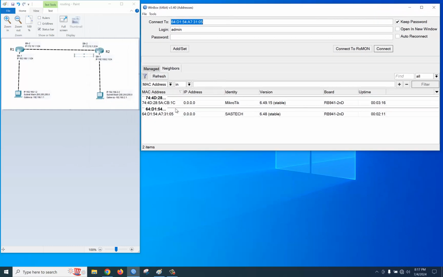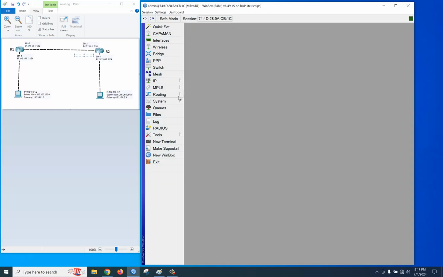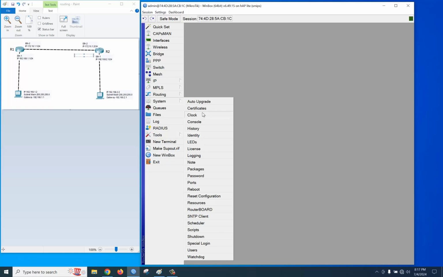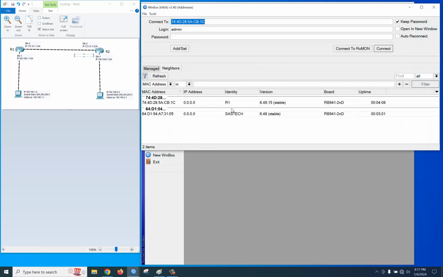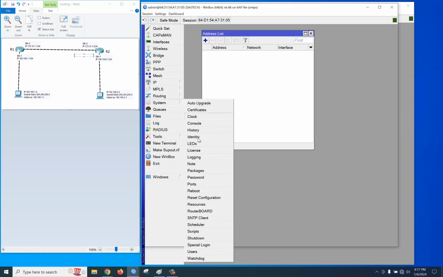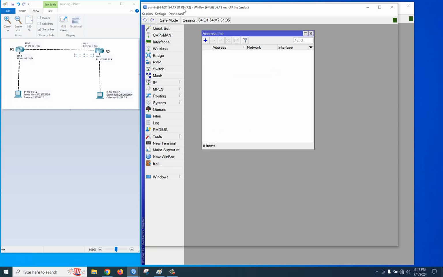The routers are reset, so first of all, we need to change the identity. How to change the identity? System, then Identity, yes. R1. Then we open another Winbox and give the name R2. System, Identity, this is R2. Yes, both routers are reset.